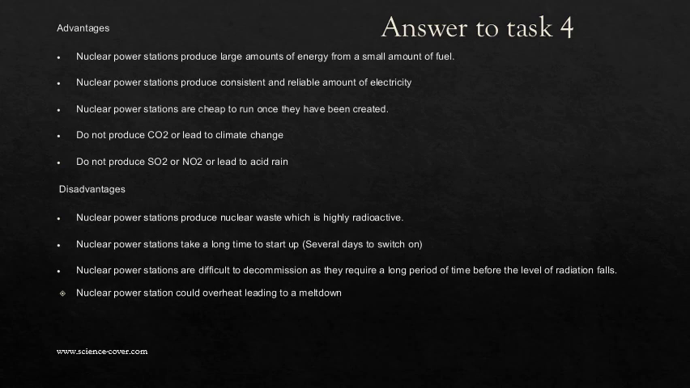The disadvantages are that nuclear power stations produce nuclear waste, which is highly radioactive. Nuclear power stations can take a long time to start up, several days after they've been switched on. Nuclear power stations are difficult to decommission as they require a long period of time before the level of radiation falls. And nuclear power stations can overheat, leading to a meltdown.